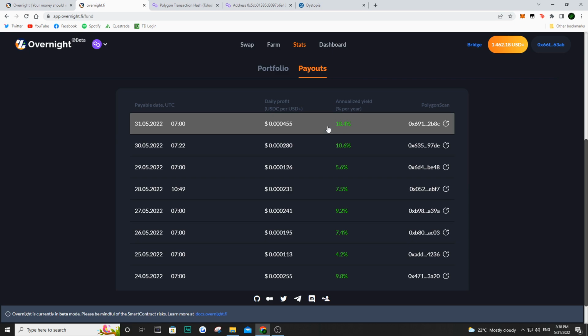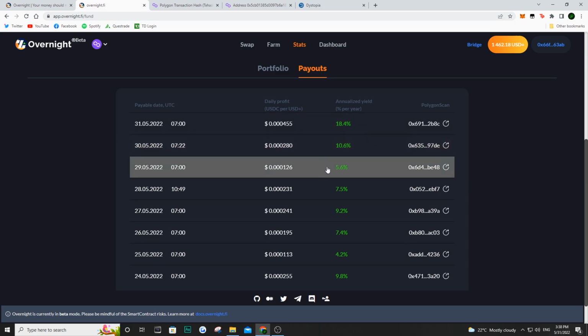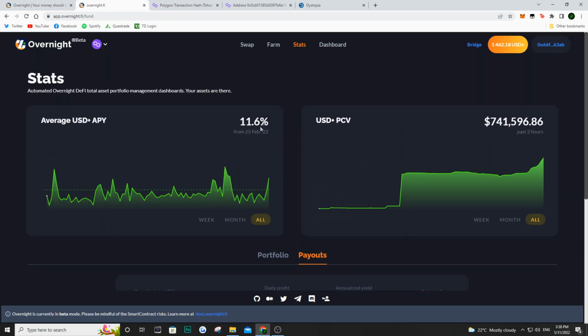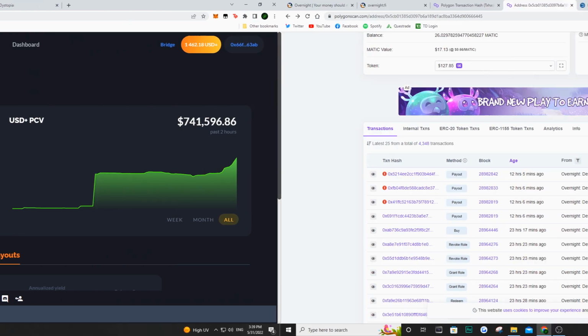Now, obviously the yield is going to vary from day to day. As we can see, a few days ago it was around 5.6%. But going back up here, we can see that over the last 2 months or so, it's been around 11.6%. Now, in my opinion, as more and more people get in on this project, I do believe the yield is going to go down and it may very well be sustained around 8 or 9%.